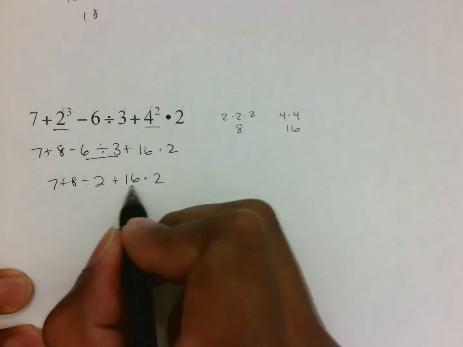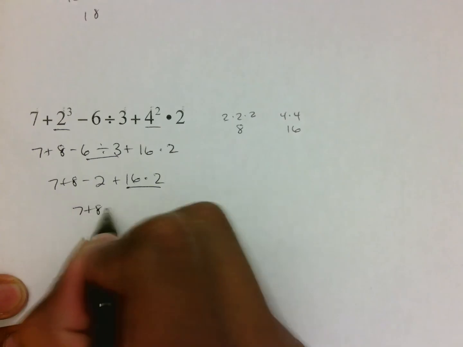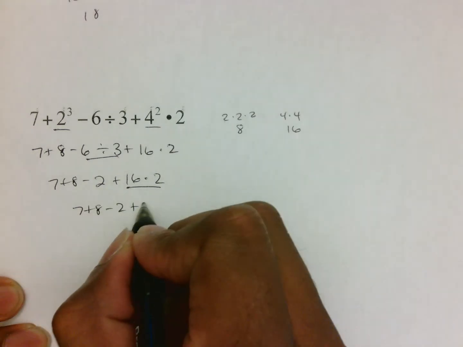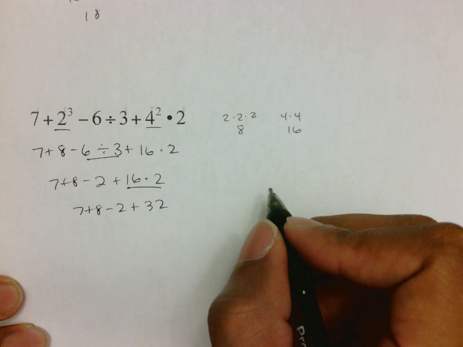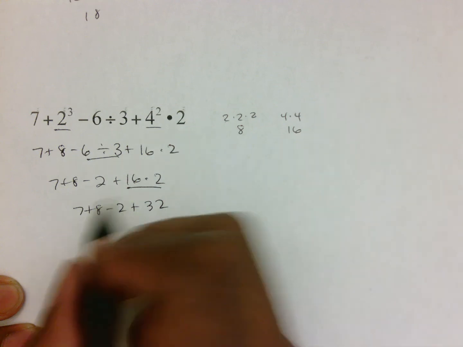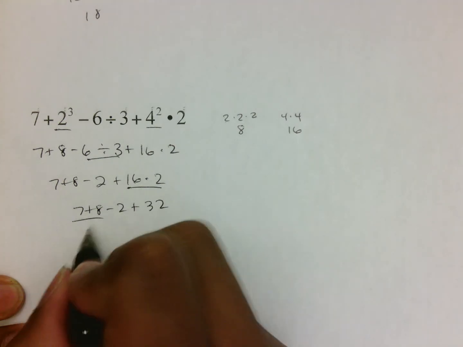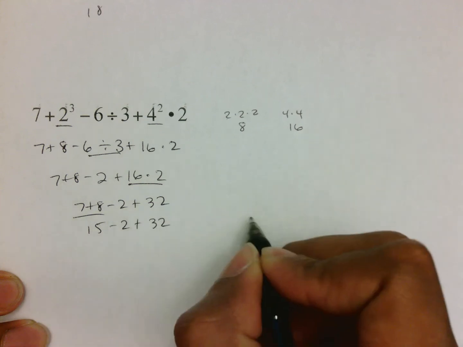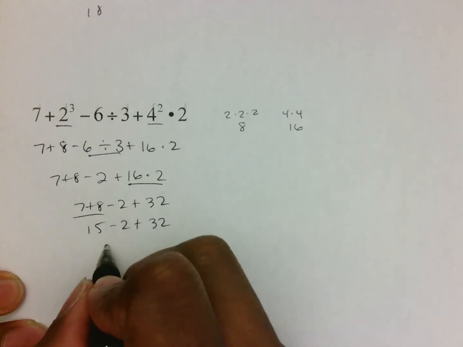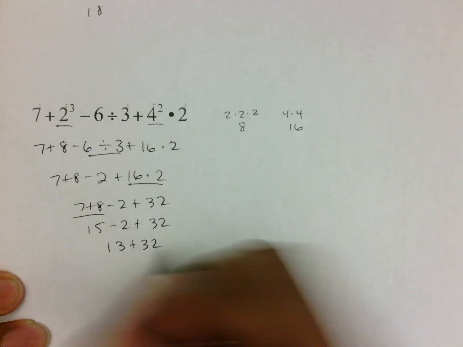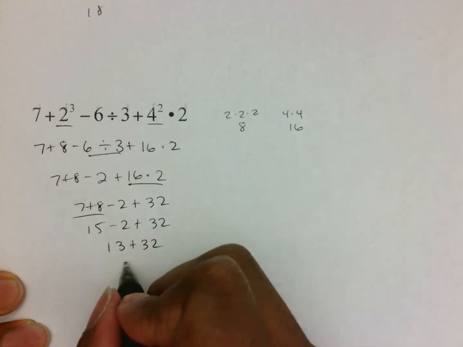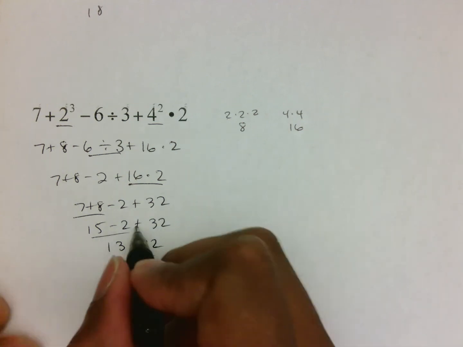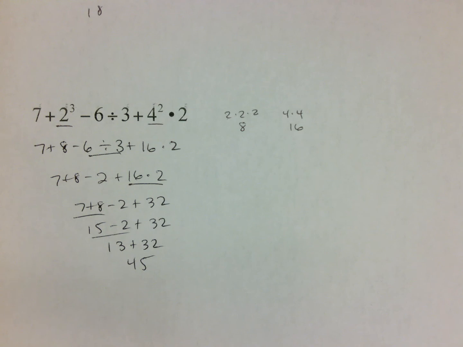Looking again for the first teacher, which is here. 7 plus 8 minus 2 plus 32. No more teachers in line, so we work it out. First student, which is here. 15 minus 2 plus 32. Work it out here. 15 minus 2 is 13 plus 32. And then putting those two together is 45. Again, always the first student in line once you get down to your addition and subtraction work.